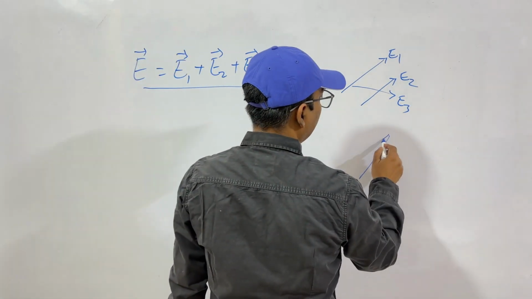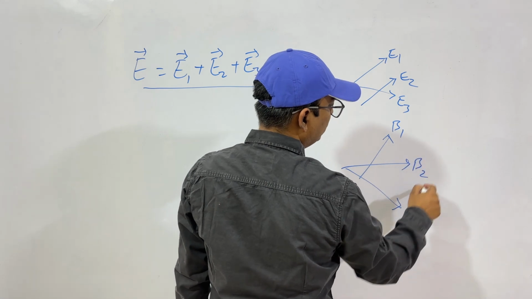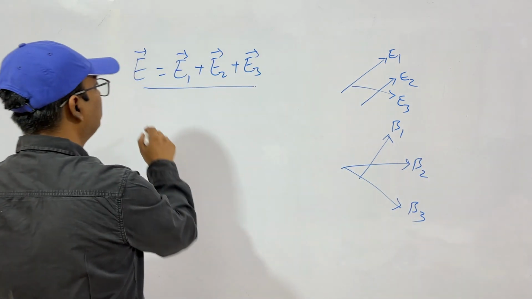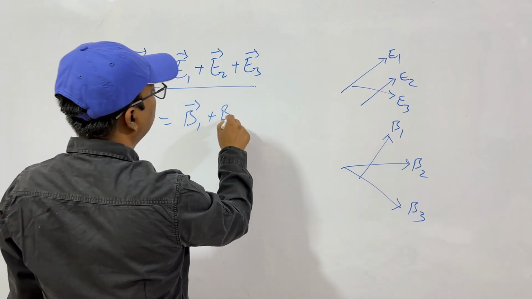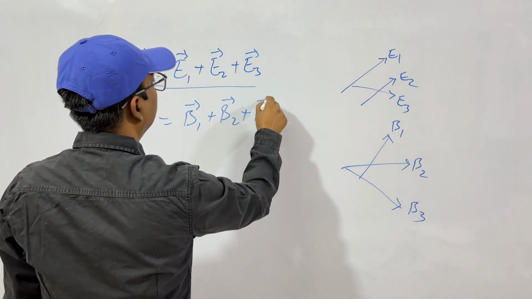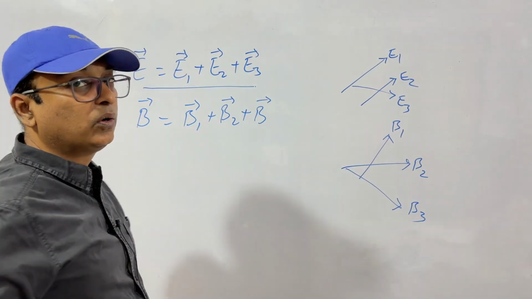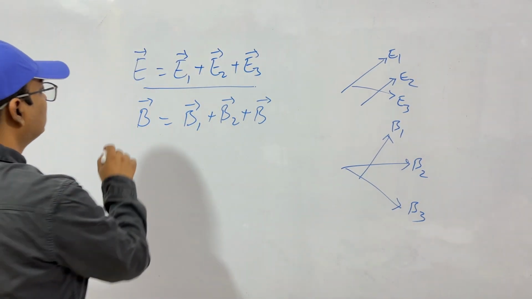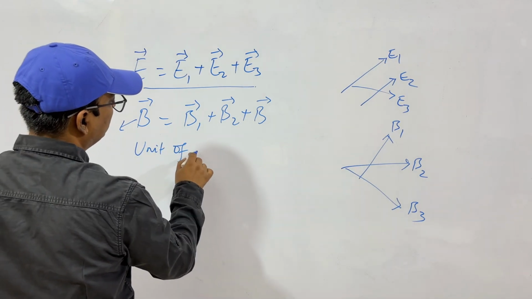Similarly, if we have several magnetic fields, let's say this is B1, this is B2, this is B3, what will be the net magnetic field? It will be B1 plus B2 plus B3. So the magnetic field also obeys the law of superposition. Now what is the unit of magnetic field? This is your next question.